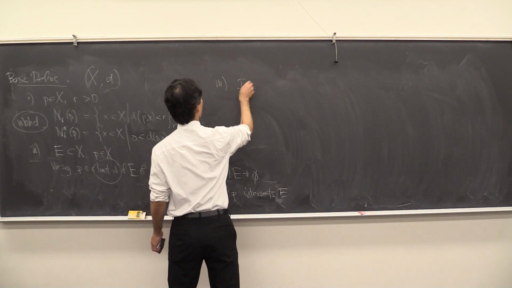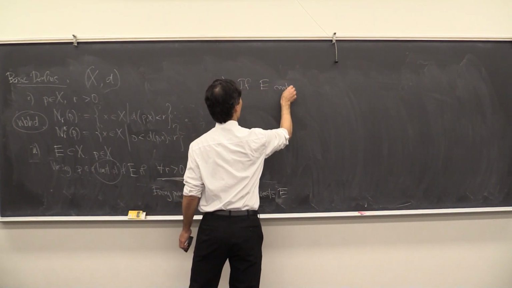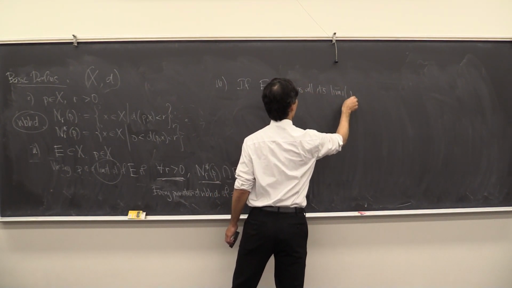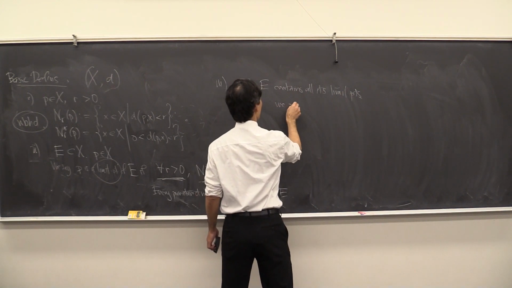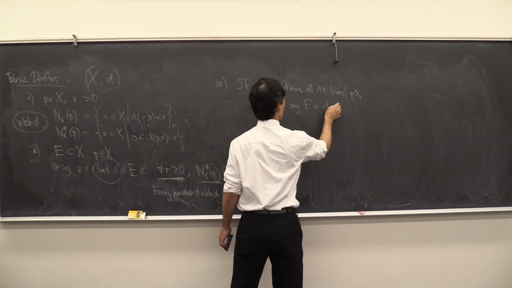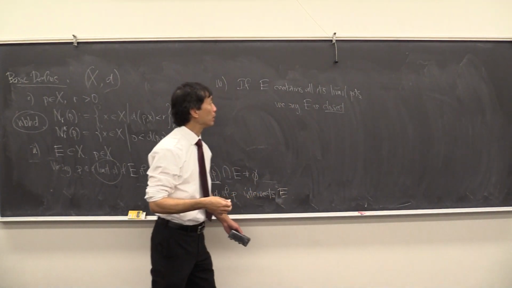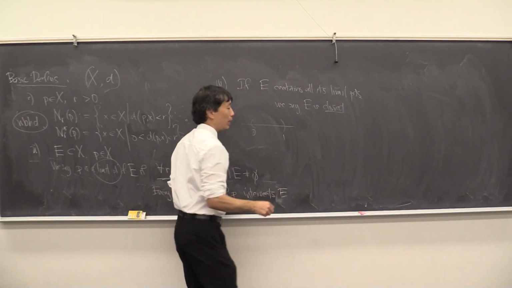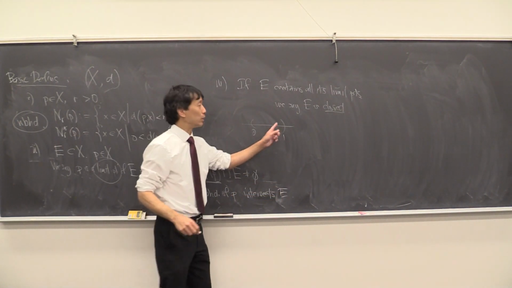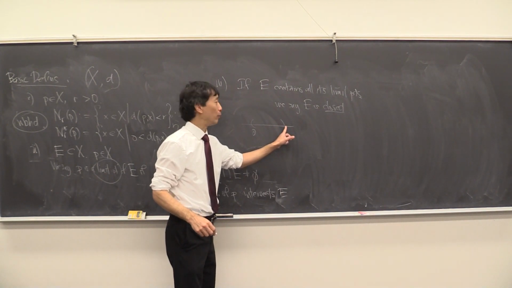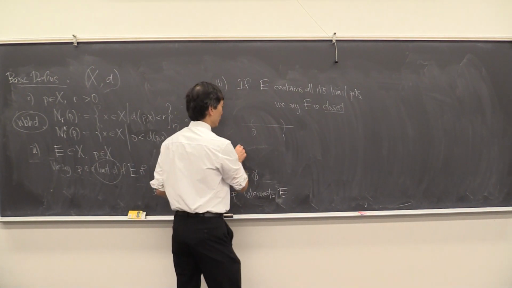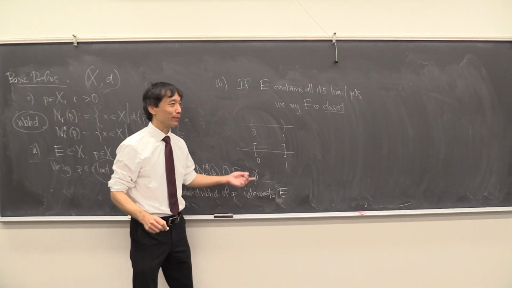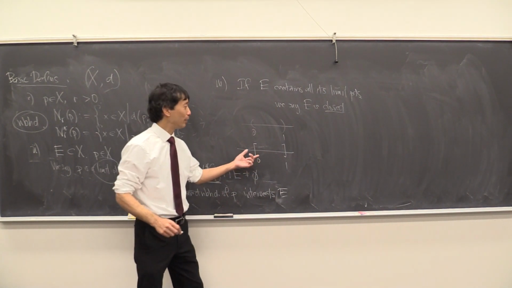Definition 3. If E contains all its limit points, we say E is closed, or E is a closed set. So just now, for example, the interval 0, 1 is not a closed set because 1 was a limit point, and 1 isn't contained in there. What about the closed interval 0, 1? Well, it's kind of given away by the name. Yes, it is closed.